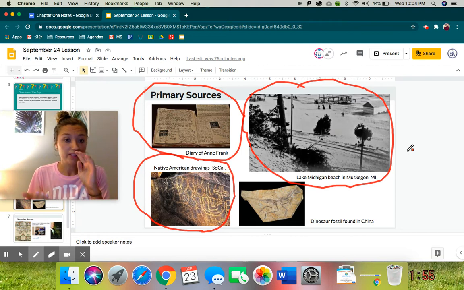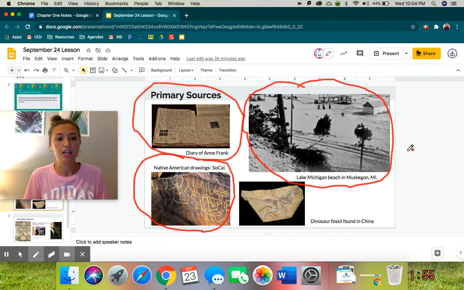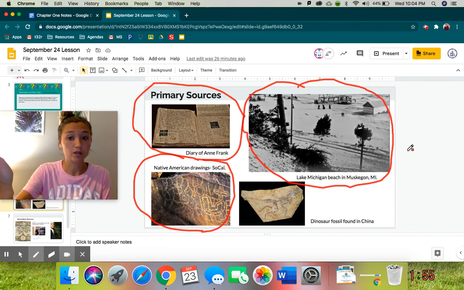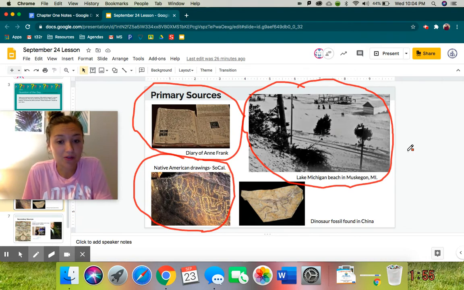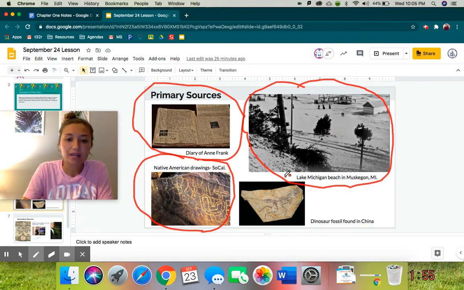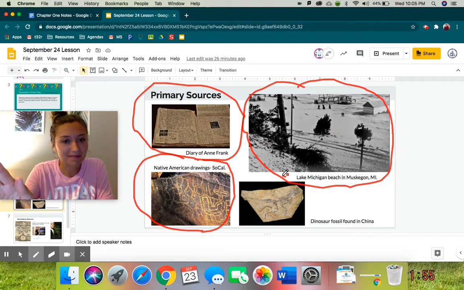So we don't find any railroad tracks anymore, but historians do believe that they're still there underneath the sand. But with erosion and the water levels changing, they just got buried. But as you can see, the beach was once much larger than it is now, and there were railroad tracks there, and that's how Muskegon came to be what it is today. And that is a primary source because it's a photograph from the time period.